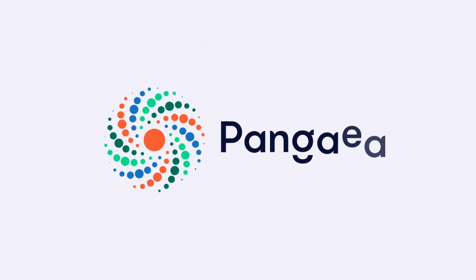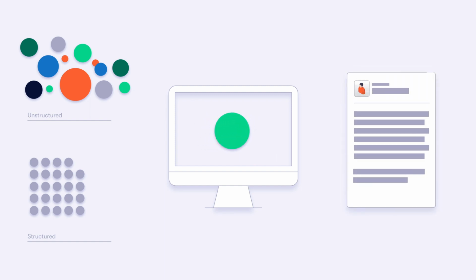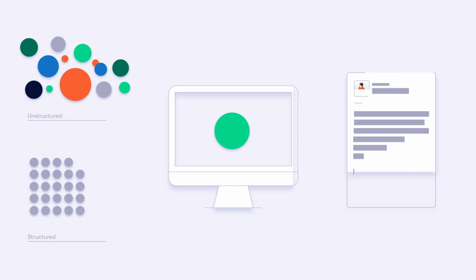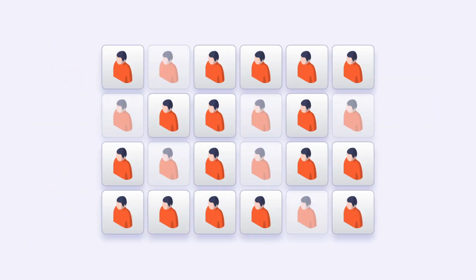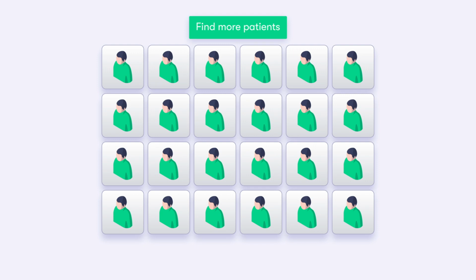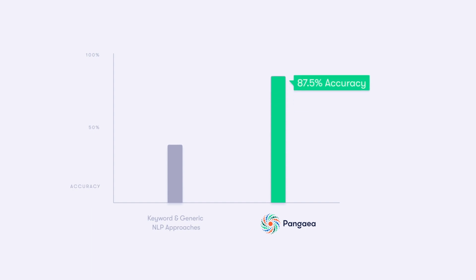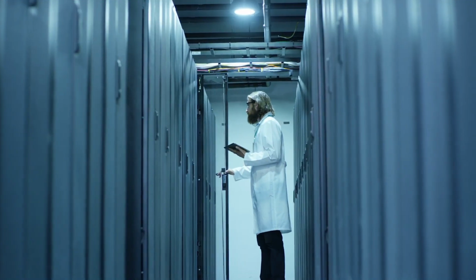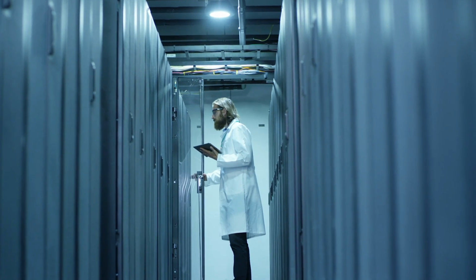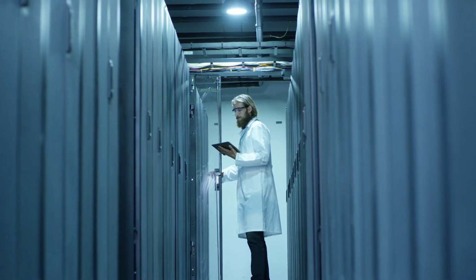Introducing Pangaea. Our unsupervised AI extracts all intelligence from both structured and unstructured information to provide doctors and researchers with a full picture of an individual's health. This allows them to find more patients, even those who are undiagnosed, work 50 times faster, and achieve 87.5% accuracy rate.